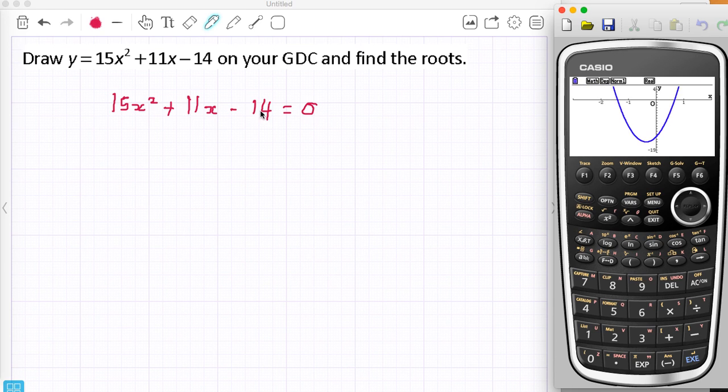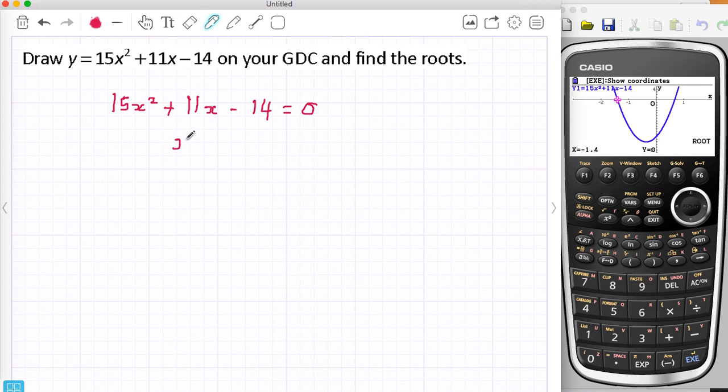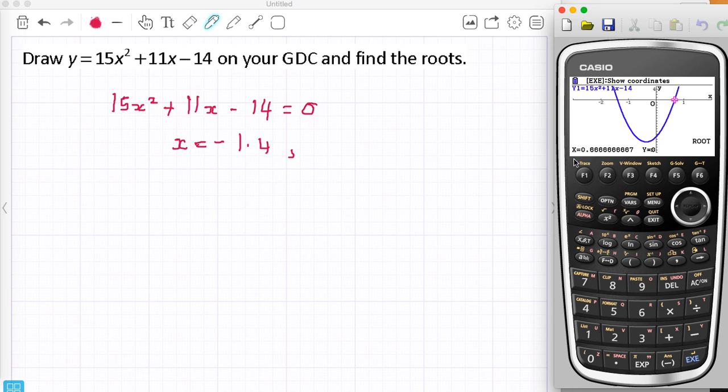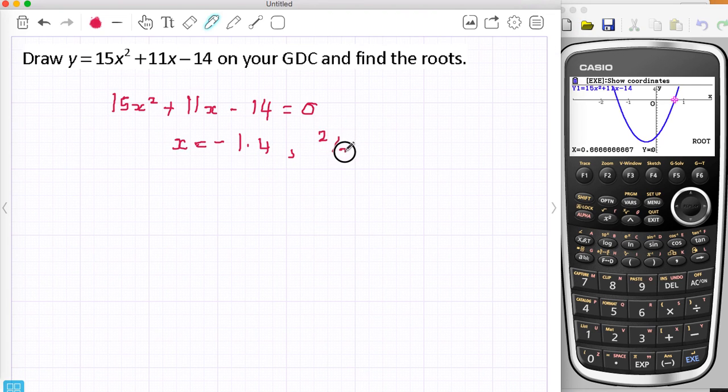Now for this one, the roots are much more difficult. So there's one root and there's the other root, and I can't see what they are on the graph. So remember, what I do is go to GSolve and then to the root button. Okay, so one root was -1.4. And remember, to get the other one, we click along and get 0.66, which is 2/3. So this is how we draw a graph, change the window, and find the root.